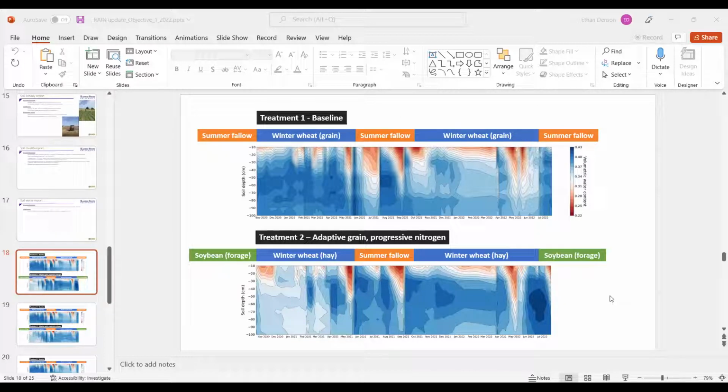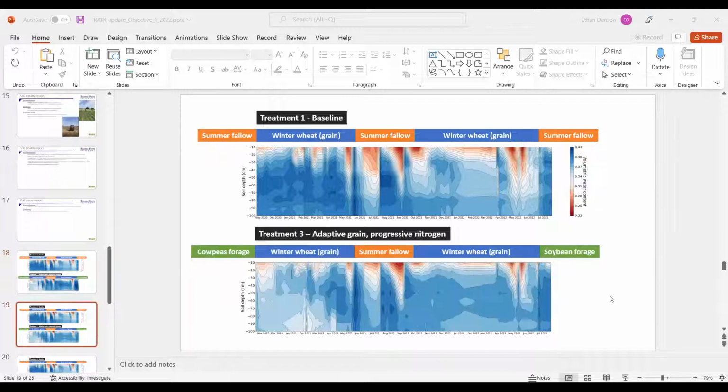So the question is, should we go into soybean for forage, or should we take advantage of that moisture and go for soybean for yield if we have this kind of information available? I don't know. Here we have something similar.